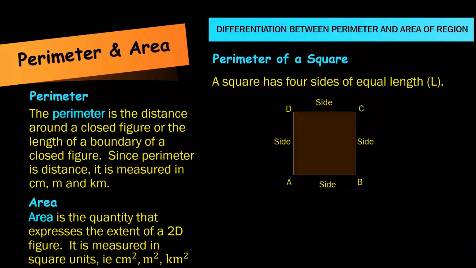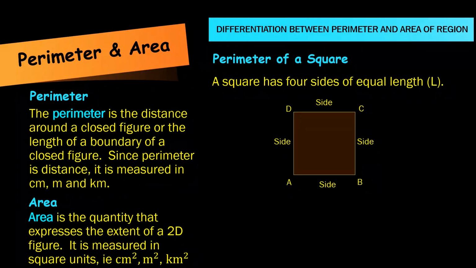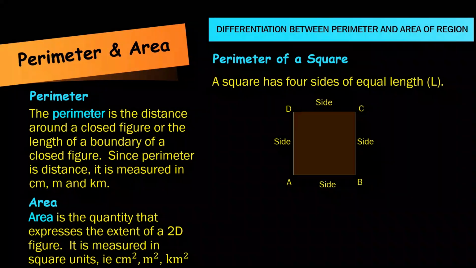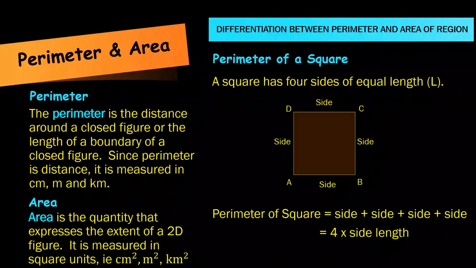A square has 4 sides of equal length. So the perimeter of a square equals 4 times side length.